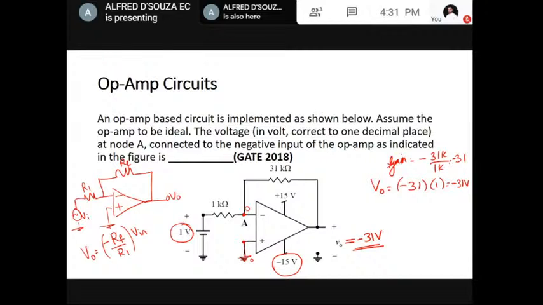It can never reach minus 31 volt. So what happens is the output saturates at minus 15 volt. It never reaches minus 31. Had this reached minus 31 volt, then here we would have got 0 because of virtual short. Because it is saturating, the voltage at this point is not 0.